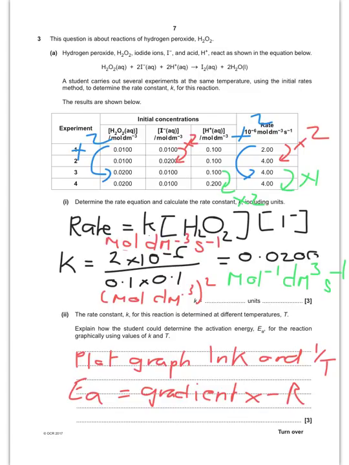First of all, let's look at iodide, because that's nice and straightforward. You can see from 1 and 2, the concentrations have stayed the same, but iodide has doubled and my rate has doubled. So the order with respect to iodide is first order. Let's look at H plus now. If I look at reactions 3 and 4, you can see that both peroxide and iodide have stayed the same. H plus has doubled, but the rate is the same, so it's 0 order with respect to H plus.